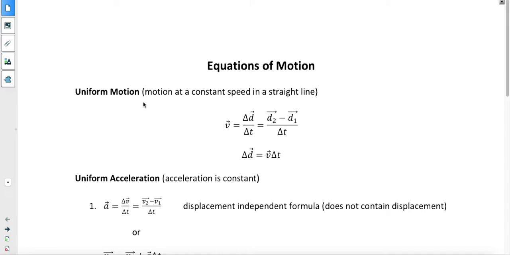So for example, say you were traveling on the highway at a constant speed of 100 kilometers an hour. This would be an example of uniform motion. Uniform acceleration, on the other hand, is if the acceleration is constant. So in other words, the acceleration stays the same.